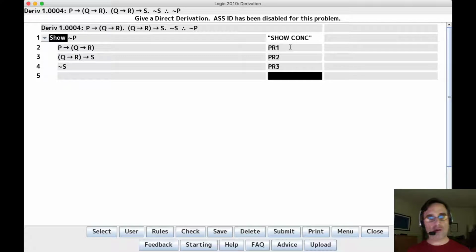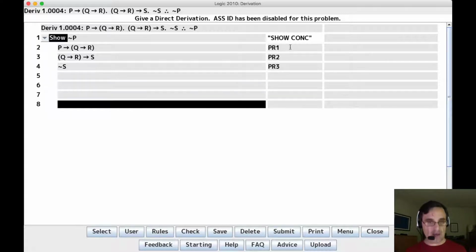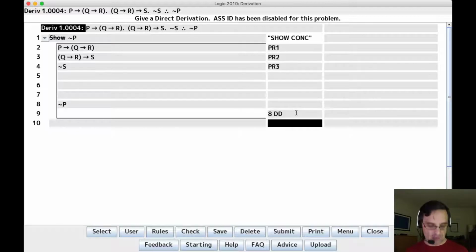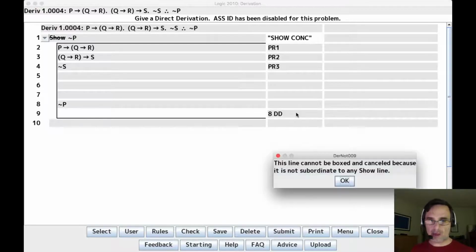The next thing to do is to look for inference rule applications. What we're always aiming to do is to box and cancel. We know we're going to box and cancel with direct derivation, and what that means is that we need to get not p on a line, and then on the next line we'll box and cancel with direct derivation. So we have not p on line 8, which is what we're trying to show. So we say 8, direct derivation, and we're done. So what we're looking for is not p.